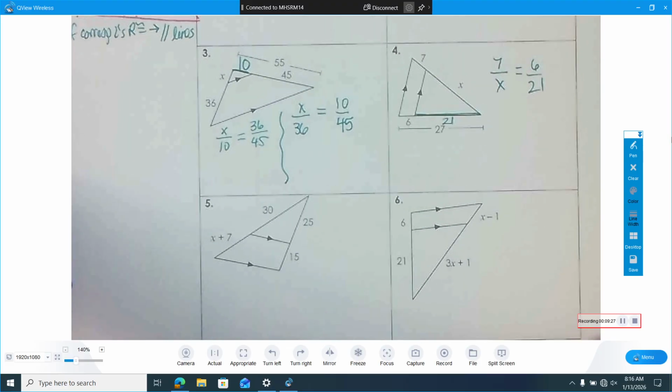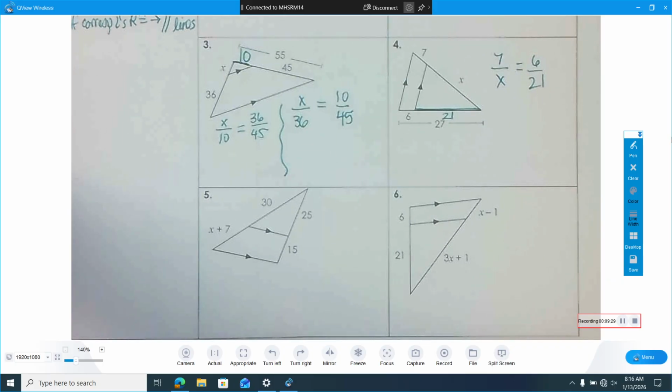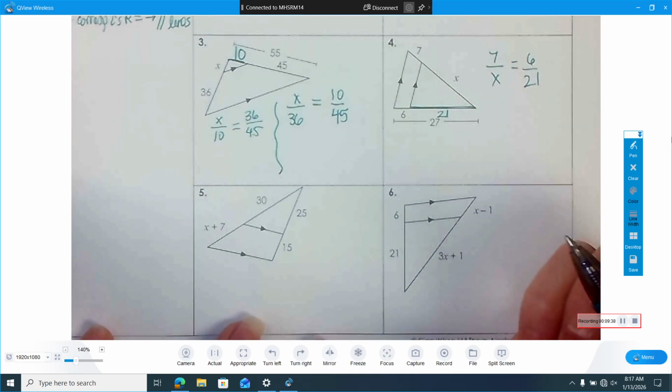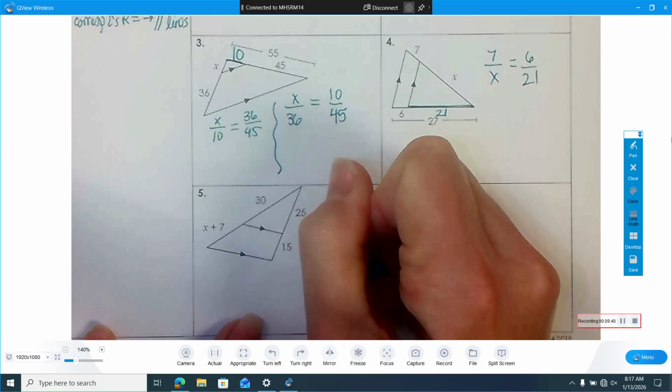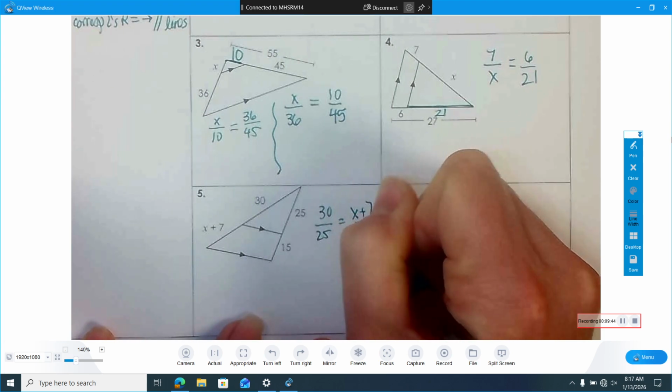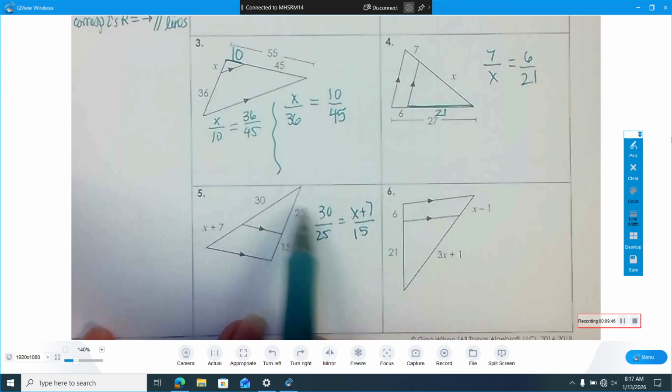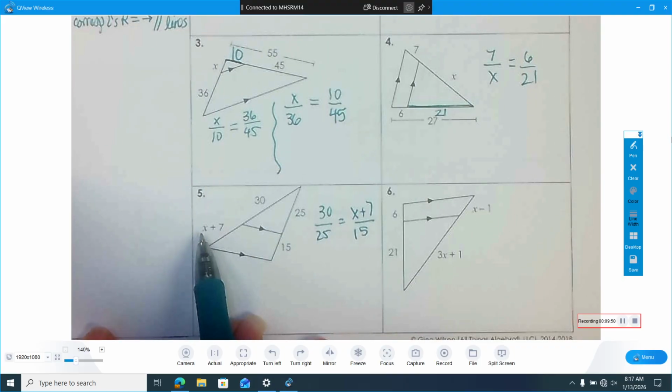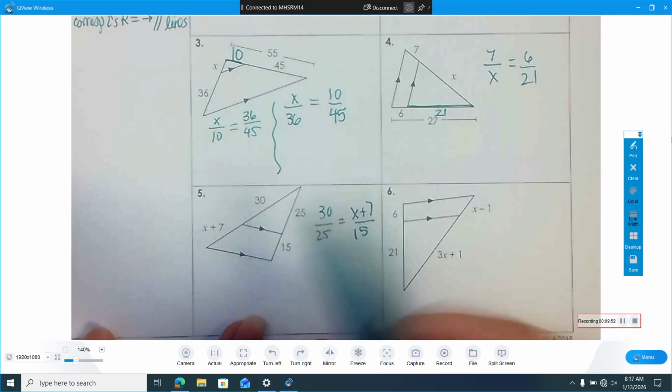All right. Let's look at 5. We have parallel lines, so what can we do for our proportion here? 30 over 25 and x plus 7 over 15. Yeah, x plus 7 over 15. So you set it up just side to side here. So 30 over 25, beautiful, and then x plus 7 over 15, which is perfect.